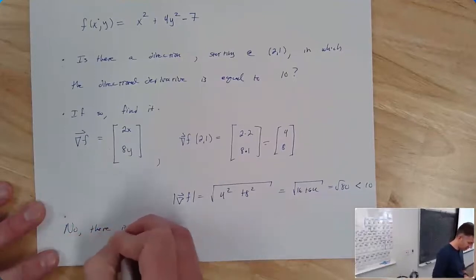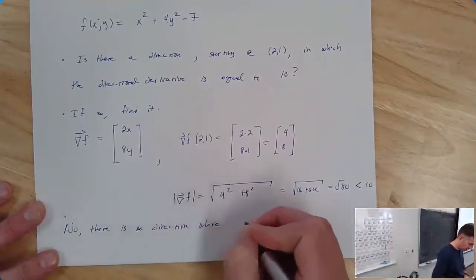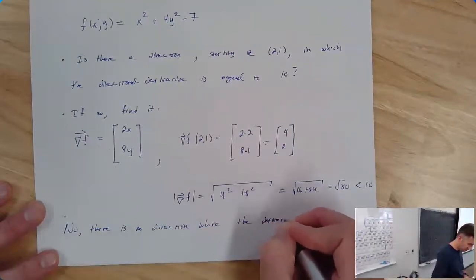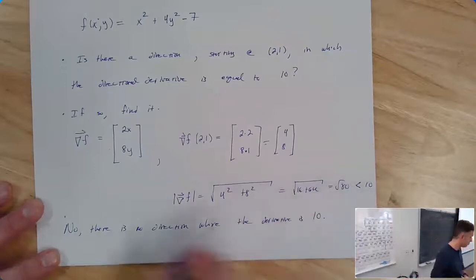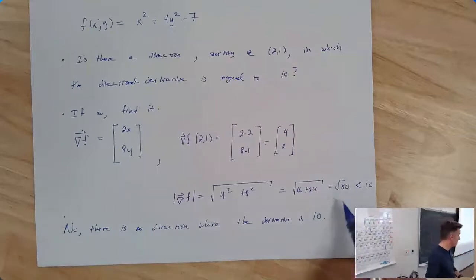So the answer to this question is no. There is no direction where the directional derivative is equal to 10. So the magnitude of the gradient is always an upper limit. In a similar way, if we'd asked, is there a direction where the derivative is equal to -10? The answer would be no for the same reason. Square root of 80 is the most positive it can be, so negative square root of 80 is the most negative it can be.